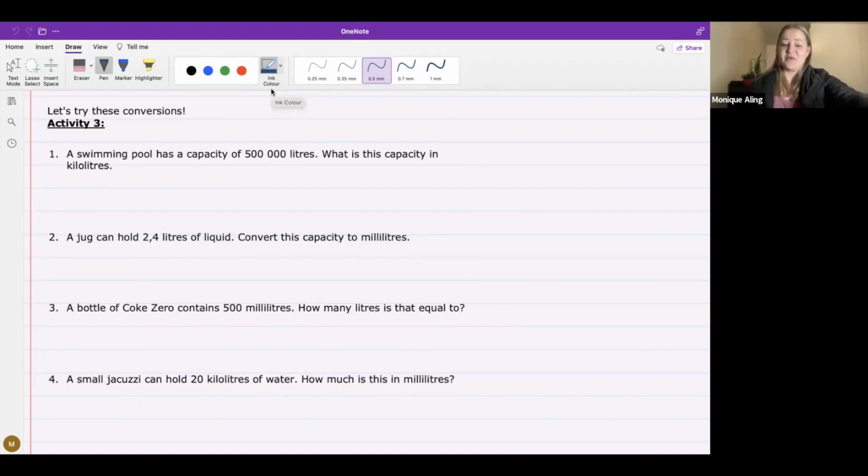The chat is open if you would like to answer question 1. If you've finished: a swimming pool has a capacity of 500,000 liters. What is this capacity in kiloliters? Let us see those answers.